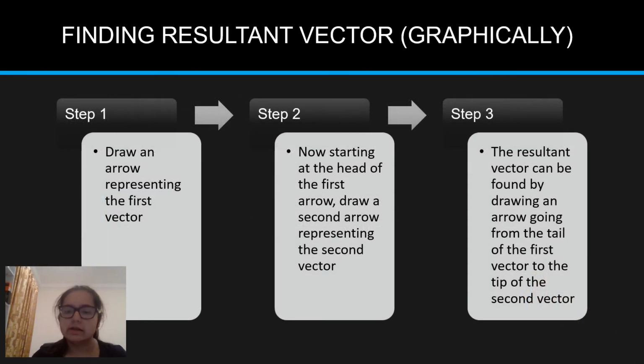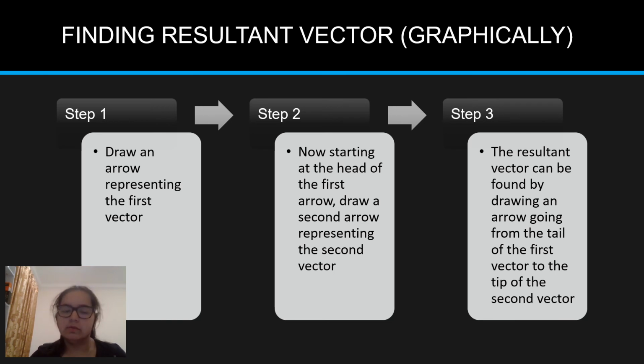Then finding the resultant vector graphically. These steps can be followed to find the resultant vector graphically, and it can be asked in the IGCSE exam for 3 to 4 marks, in which you may have to tell the direction of the resultant vector, the magnitude of the resultant vector, as well as draw the diagram.